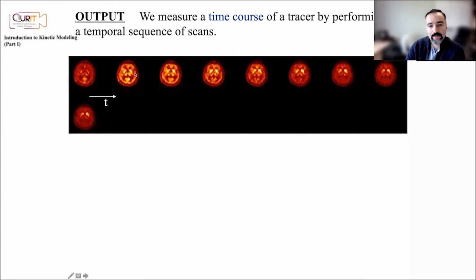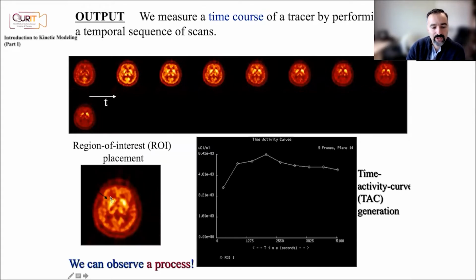So imagine that we measure a time course of a radiopharmaceutical, a radio tracer, by performing a temporal sequence of scans. In this case, brain imaging. You put a region of interest over a certain region, let's say in the caudate or the putamen in the brain. You track how the average uptake in that region of interest changes over time. So you're observing a process here. A time activity curve is being generated.